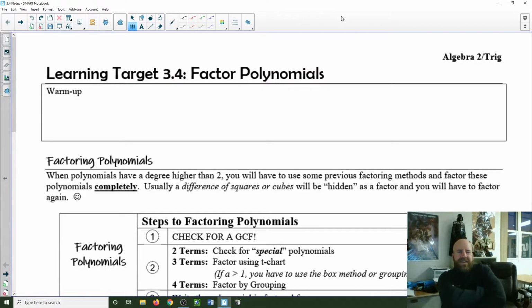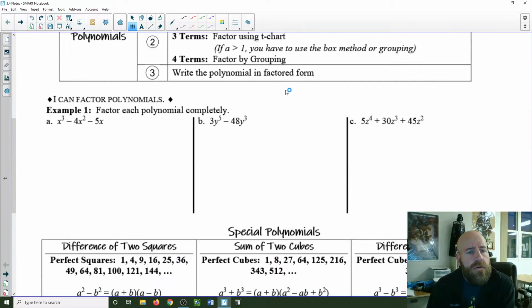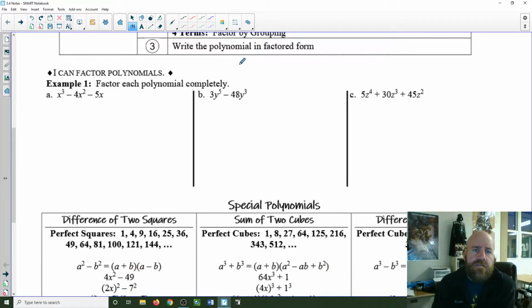So what we're looking at in this video is how to factor polynomials. We've worked on factoring quadratics, so we're going to use some of those skills in order to factor some polynomials. There's a couple new things. We're going to take some time and work on these a lot because that is super important. So let's jump right in.